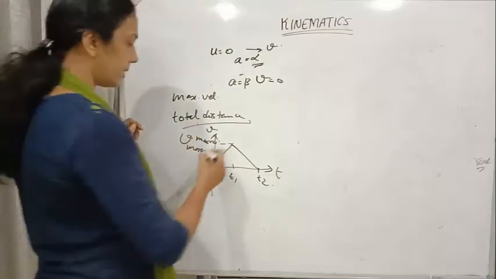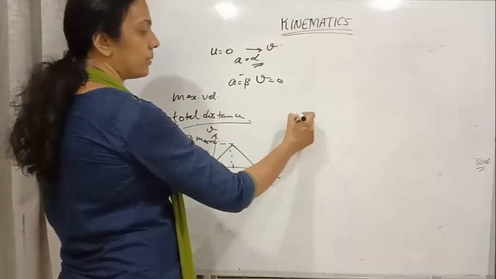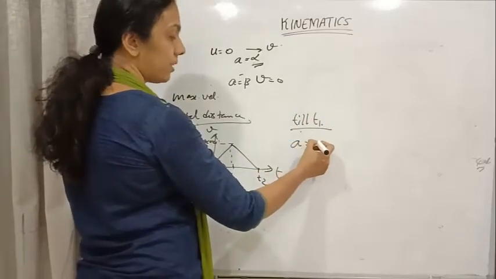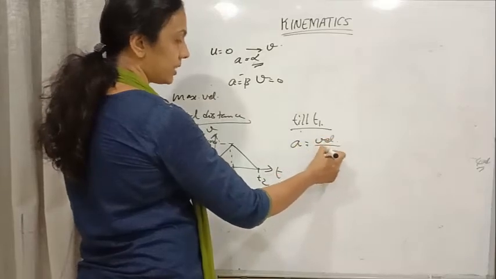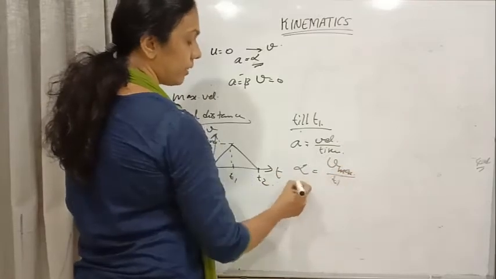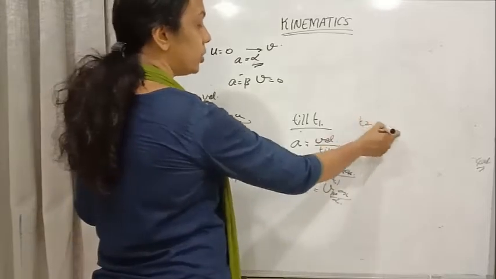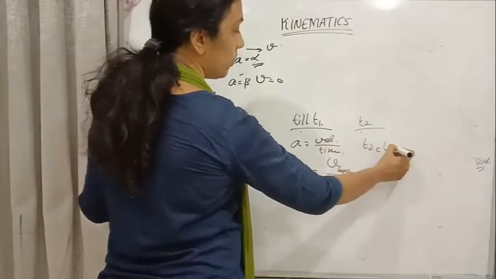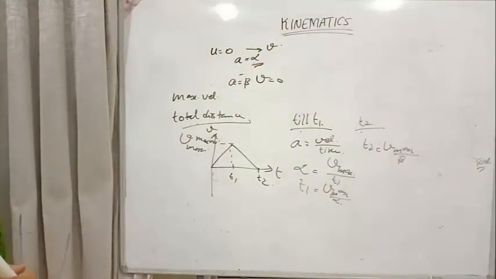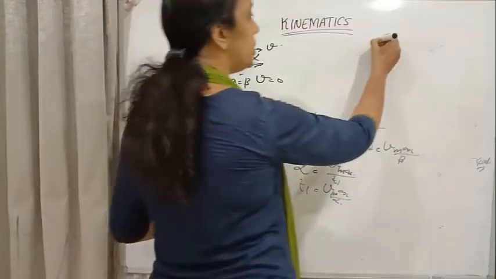Clear? In this graph, what will be the time taken for the acceleration till t1? Acceleration equals change in velocity divided by time. Therefore alpha equals Vmax divided by t1, so t1 equals Vmax divided by alpha. Next, till t2, in the same way t2 will be equal to Vmax divided by beta, right? The total time taken is given in the question as t seconds, right?